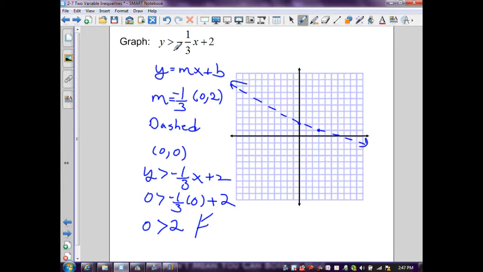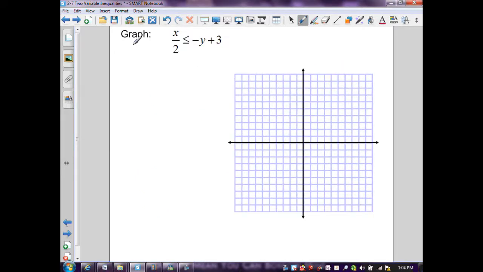But I do know that when this is false on this side of the line, then all points on the other side of the line, or region, are solutions of the inequality. And this region identifies all points that are solutions to that inequality. That does not include any point on the dashed line.